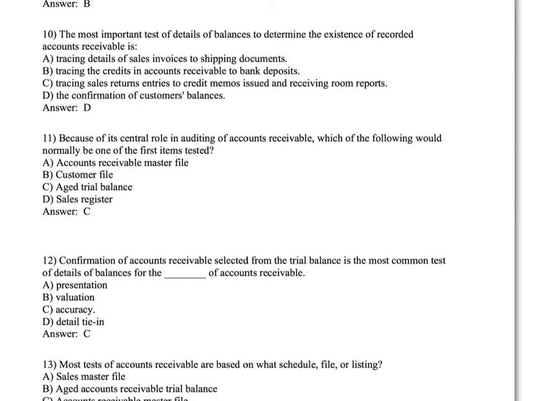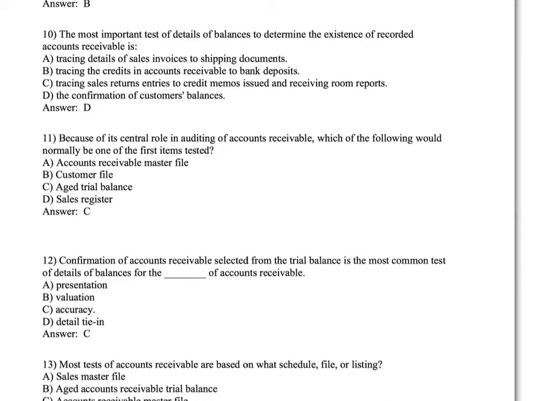Number 10, the most important test of details of balances to determine the existence of recorded accounts receivable is those confirmations. I mean, if they say that they have a customer that owes them money and you send them a confirmation, they say, yes, we do in fact owe them money, that's pretty likely that the accounts receivable does exist.